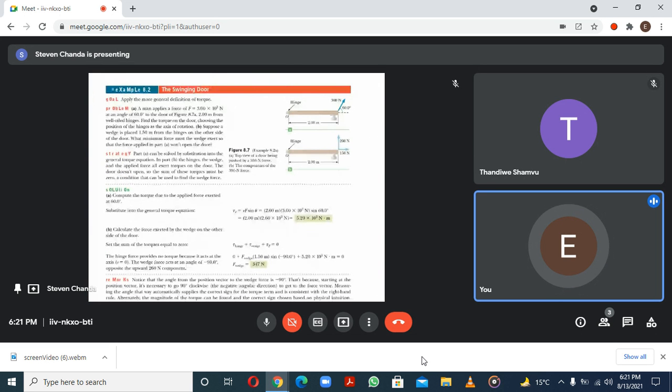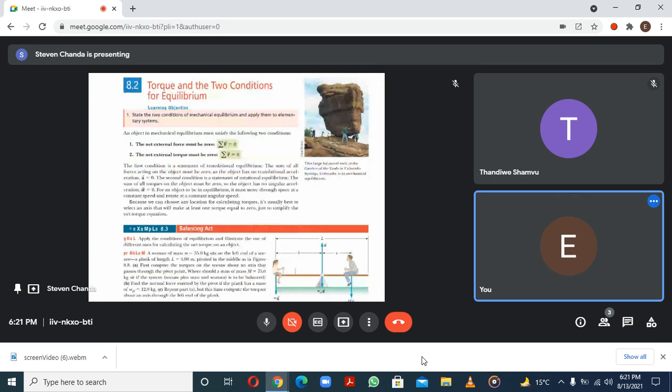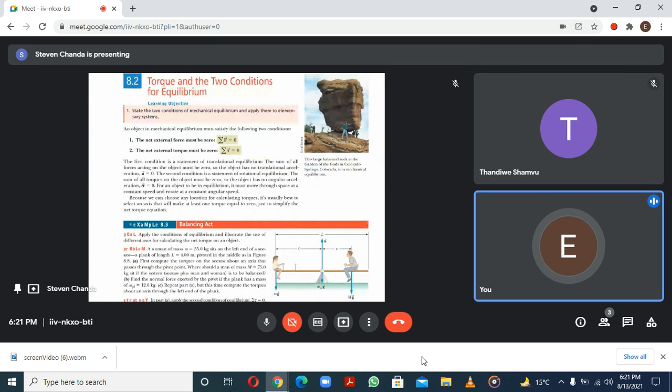So now let's talk about torque and the two conditions for equilibrium. We discussed equilibrium when we were looking at forces, and we simply said this is where the net forces have to be zero, isn't it? That was when we were talking about forces and equilibrium. So we said for something to be in equilibrium, the net external forces should be zero. What does this mean? It can either mean no forces are acting on it, or there are forces acting on it, but when you add all of them, they result to zero.